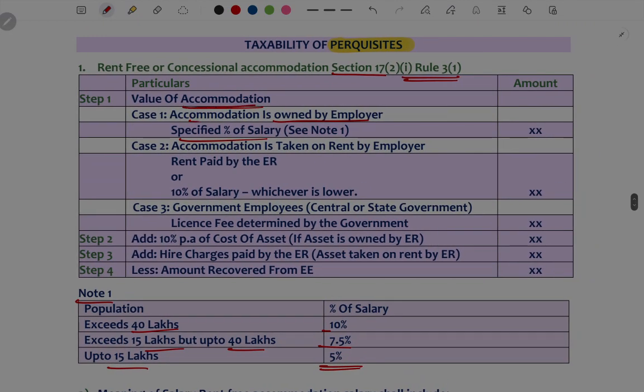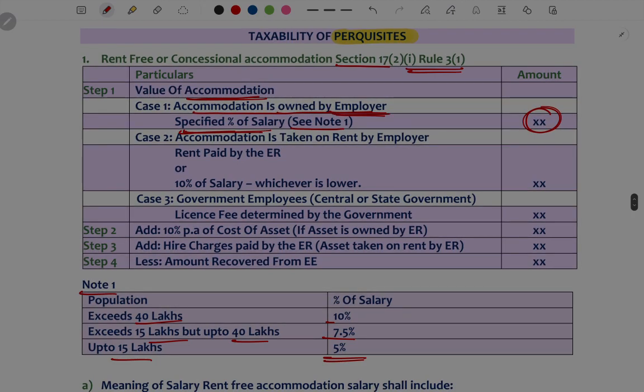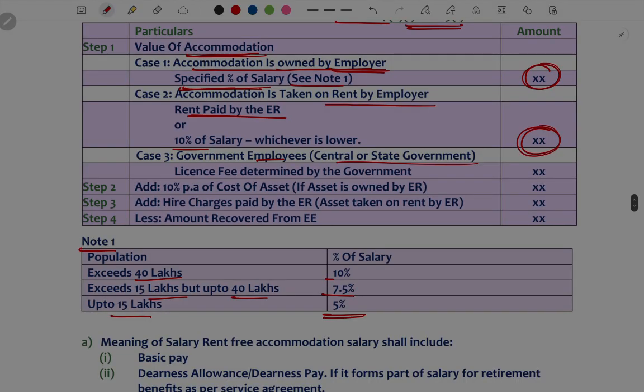Value of accommodation: if accommodation is owned by employer, then the specified percentage of the salary applies. And if accommodation is taken on rent, then you have to see 10% of salary or rent paid by the employer, whichever is lower, shall be added here. Then for a government employee, central or state government, the license fee is already determined. You don't have to worry about that.